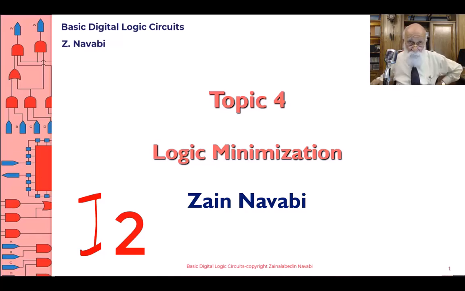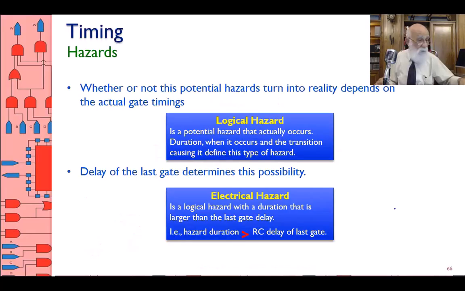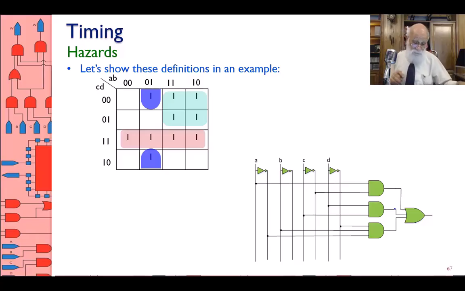We are continuing with the concept of logic minimization and utilization of Boolean algebra and Karnaugh map. Let's do some examples here. This is a circuit. This is a minimal realization of this circuit.